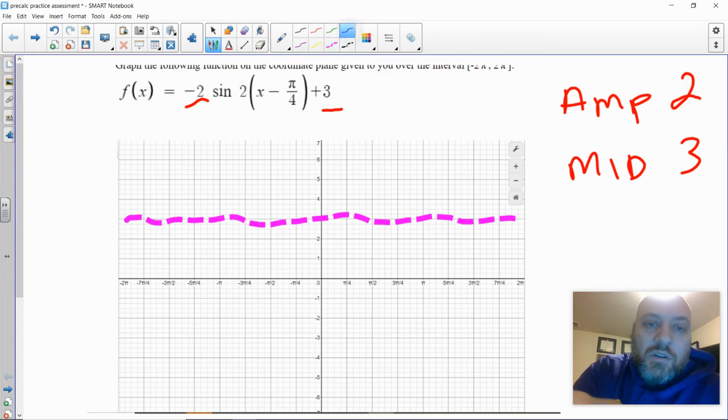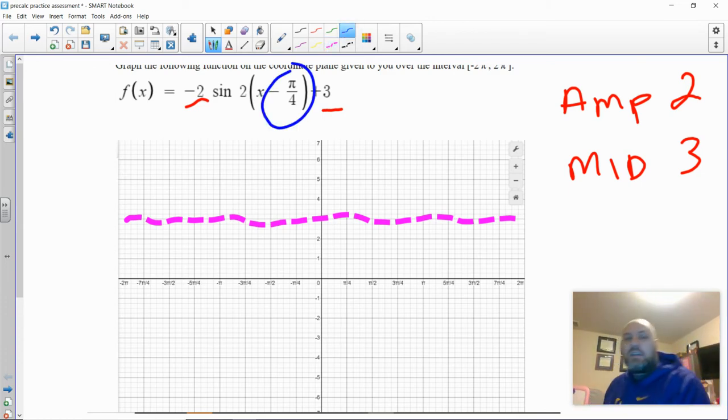I have a horizontal shift. So a sine curve starts on the midline, but instead of starting on the y-axis, I have a horizontal shift of pi/4. So my first point where I'm going to start is going to be right there at (pi/4, 3).